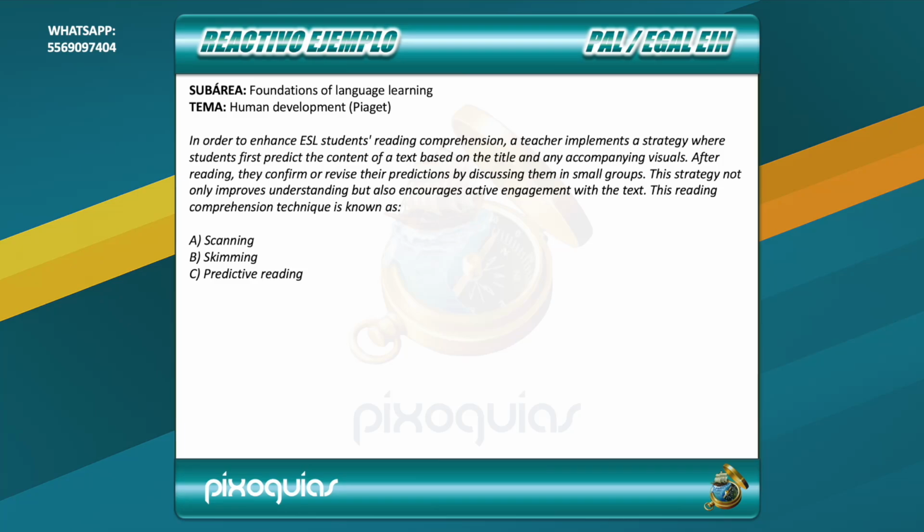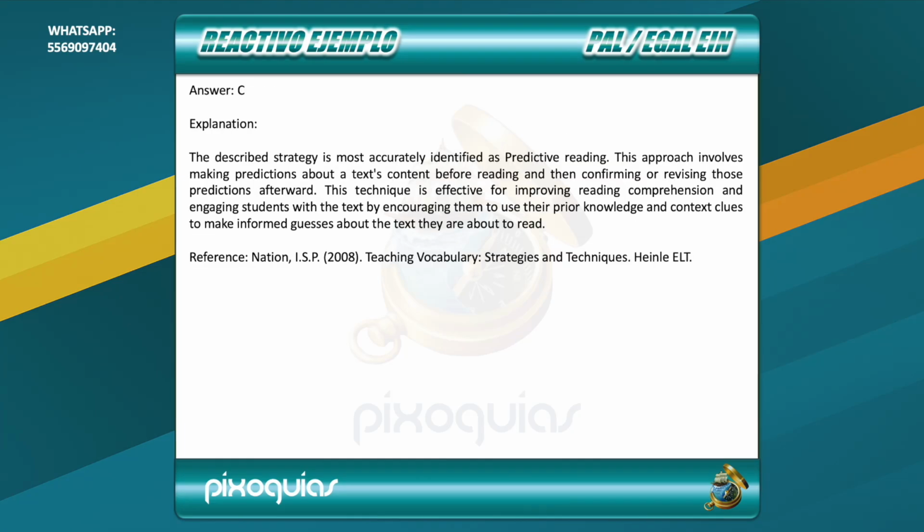This reading comprehension technique is known as A. Scanning, B. Skimming, C. Predictive reading. The right answer is C. Let me explain. The described strategy is more accurately identified as predictive reading.